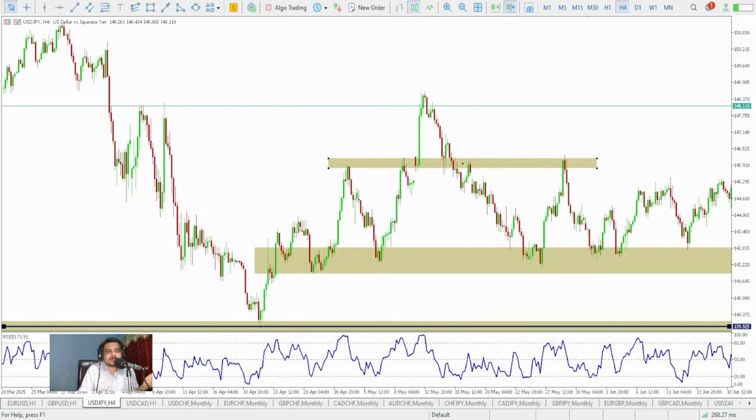So I marked these two zones. No indicators needed, just clean chart reading and trust in structure.